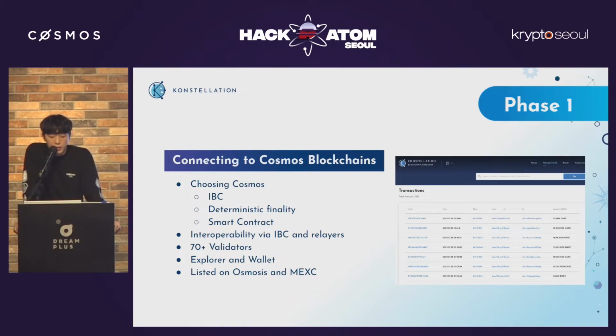Please keep in mind that one of the main goals we wanted to achieve with Konstellation Network was to use it as a scalable bridging solution. So why does it make sense to use a Cosmos-based blockchain for cross-chain bridging with IBC? One obvious thing is that when you're developing with Cosmos SDK, IBC is basically enabled by default, so you can conveniently connect to other Cosmos-based networks.